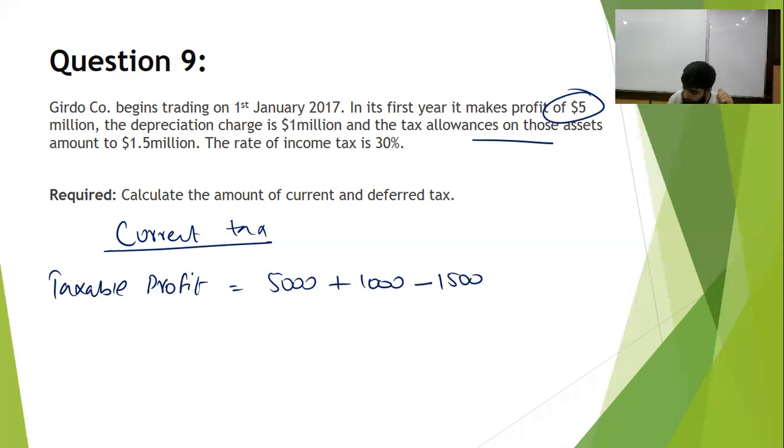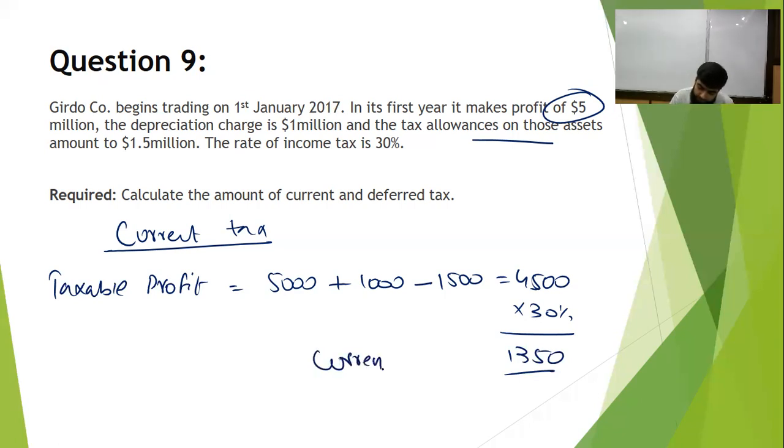5,000 plus 1,000 and minus 1,500. This will make 4,500. 4,500, that is known as what? Taxable profit. And simply we'll apply the percentage on this taxable profit, 30%. 4,500 times 30% will make 1,350. That is known as what? Current tax. It means the current tax for the year is 1,350.